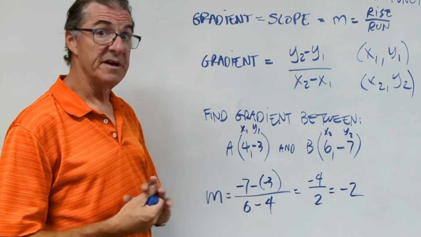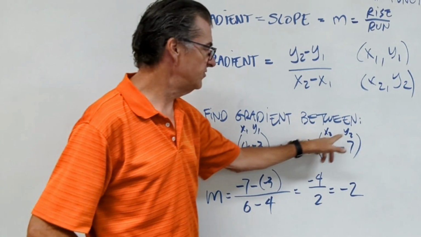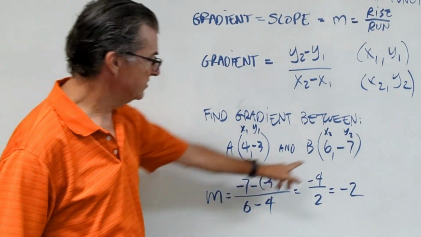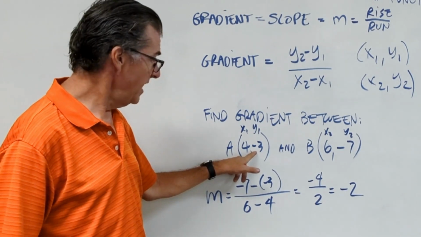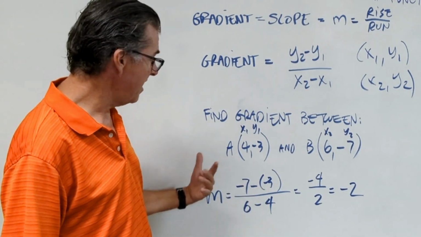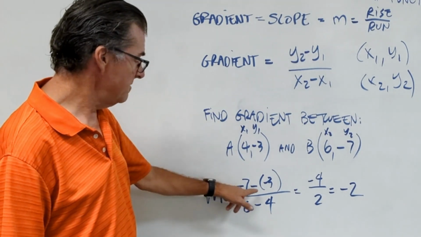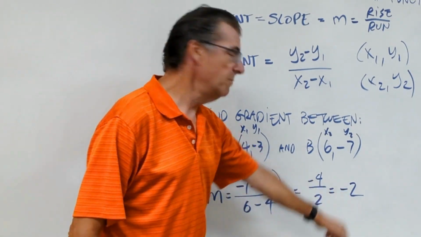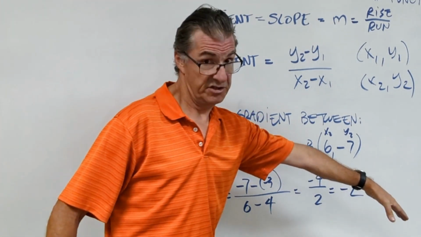Okay, one thing you can do to make sure you don't mess up the plug-in step is before you start doing anything, you can label your points x1, y1, x2, y2. This helps not get confused. So then my plug-in step is my y2, negative 7, minus y1, negative 3. And notice how y1 is negative 3 and there's a minus in the formula. So I have minus negative 3 on the top. Then I plug in my x2 minus x1. I get 6 minus 4 on the bottom. Crunch my numbers. Negative 7 minus negative 3 is negative 7 plus 3, which gives me negative 4 over 2. My slope is negative 2. A negative slope or gradient slopes down to the right.